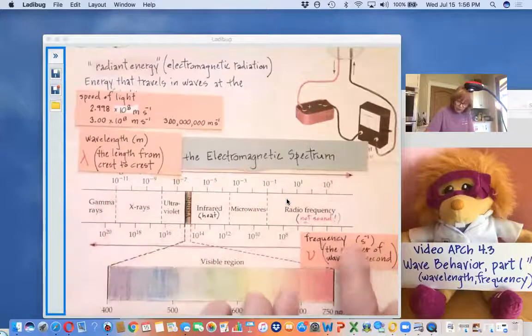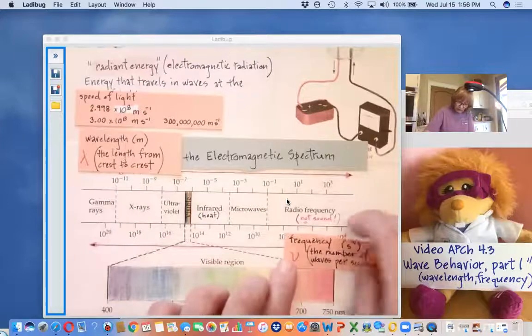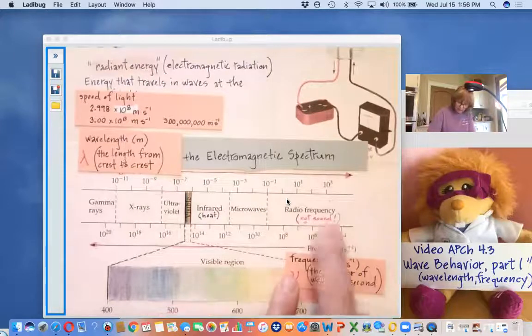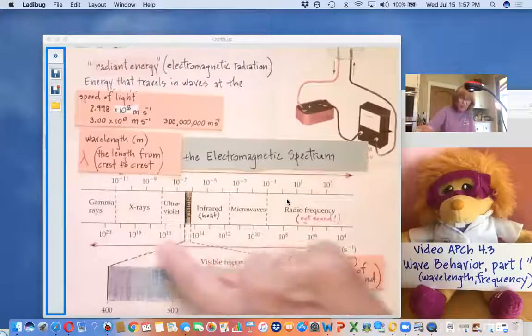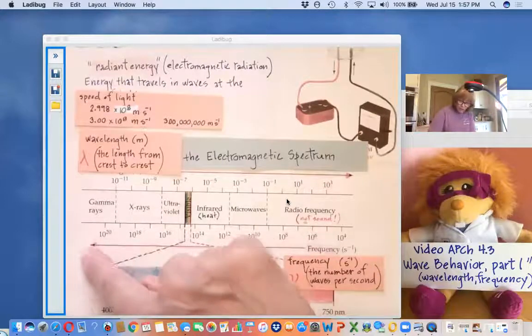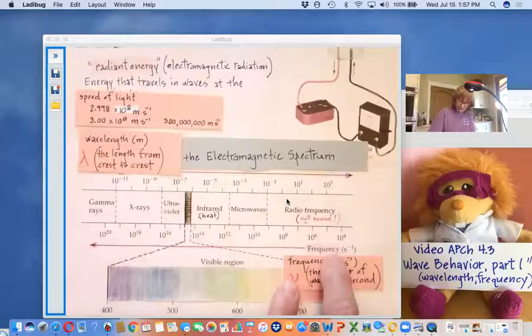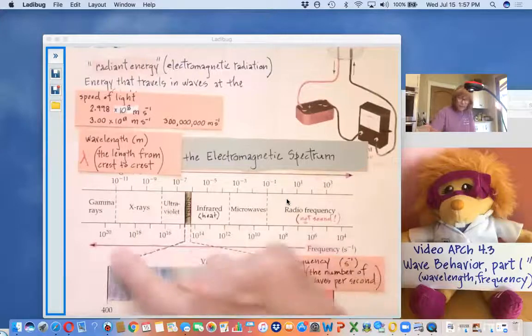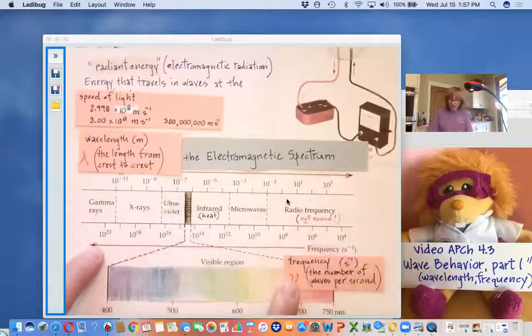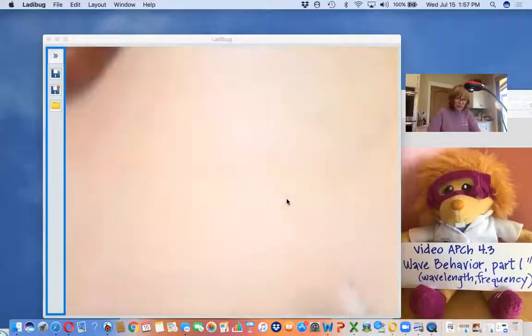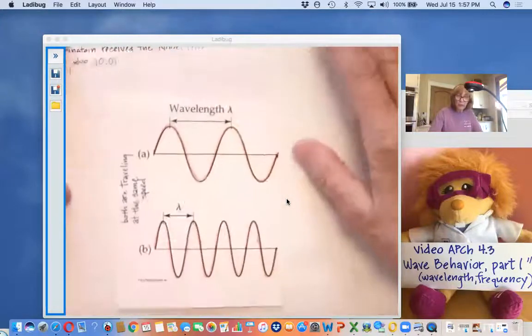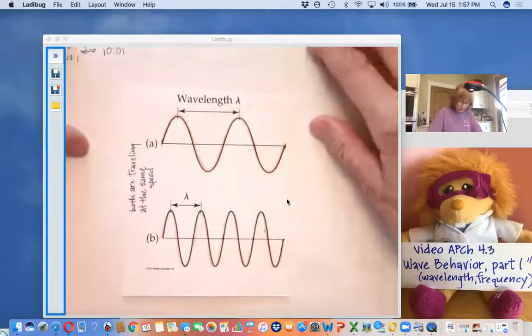But the corresponding frequencies that go with each of these are noted here. And notice that the arrow goes in the opposite way. So in comparing frequencies of these, the lower frequencies are here and the higher frequencies down here. So what I'm getting at is that there is an inverse relationship between those two. Let's look at this picture.